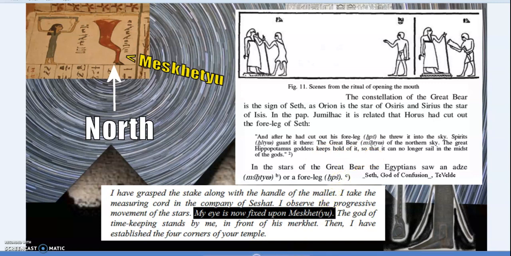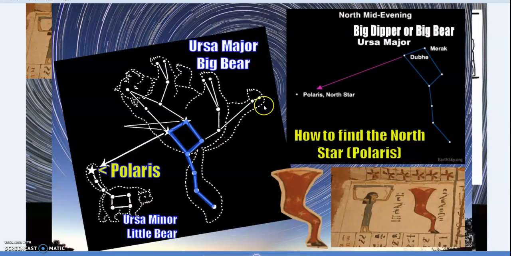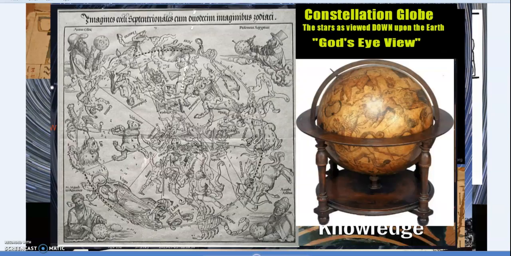Okay. Now here's an issue with Mesketu. So currently we have the Big Bear constellation, Ursa Major, and Polaris. Now Polaris is not very bright, but the Big Dipper, which makes up the Big Bear, points to the North Star. So that's how people still find the North Star now. You follow the line. It's very hard to find the North Star. It's very dim. It can get lost in there, but to find it, you use the Big Dipper. Now there you see the image of Mesketu.